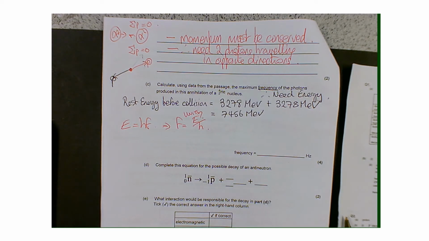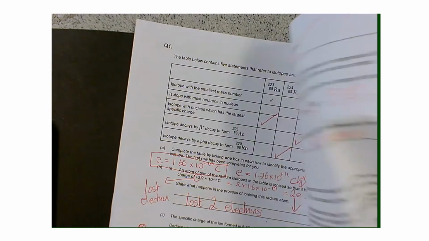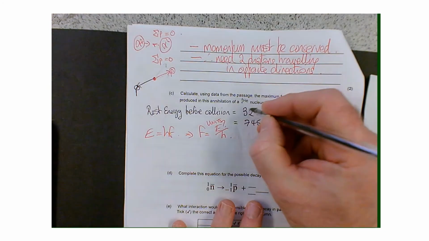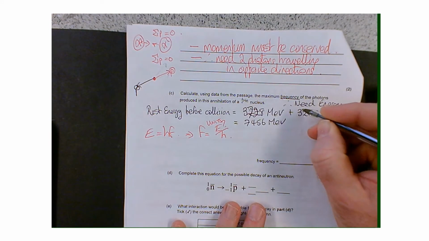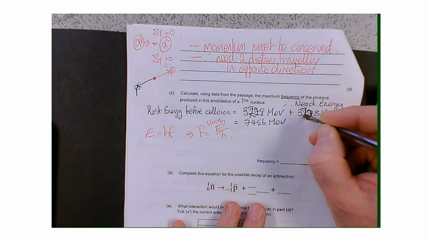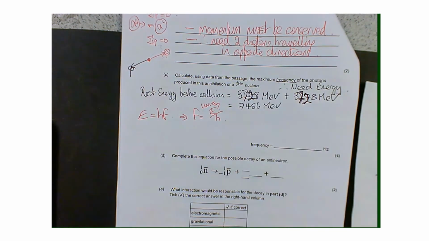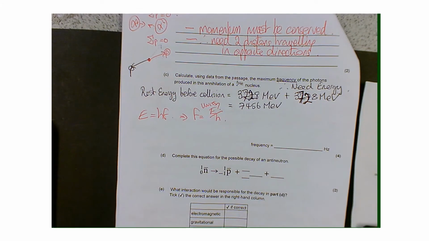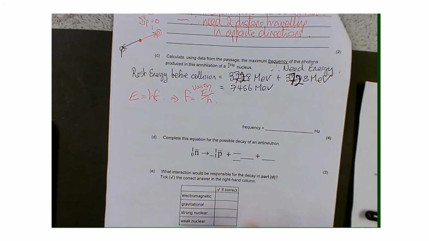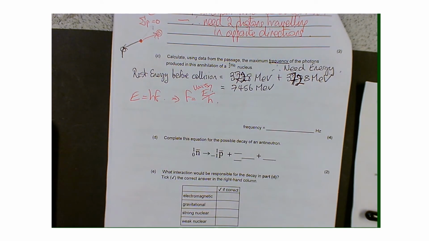When I added those two up, I got 6,556 instead of 7,000. Let's see. Have I written down the wrong number there? I think I have. I've transposed my numbers. It should be 3,728. I got ahead of myself. I put the numbers into the calculator correctly and I hadn't written them down correctly. That was well spotted. Okay, so I need to convert into joules.